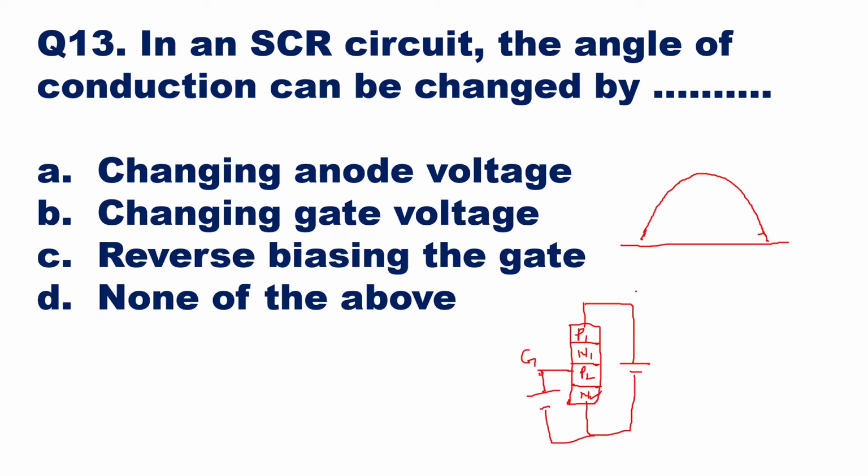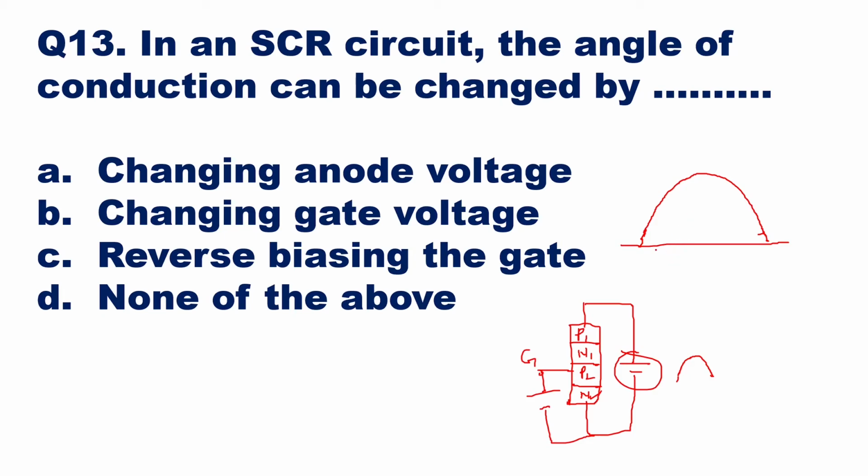Whenever we are using it in an operation with AC voltage, whenever you have the positive half cycle, anode is made positive with respect to cathode. That condition, what we have shown with DC, with AC also it will be fulfilled. Now anode will be made more positive with respect to cathode. But when is the SCR going to conduct? The SCR is going to conduct when you give a gate pulse.